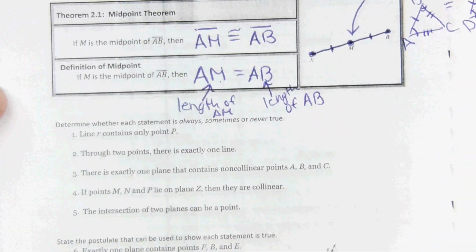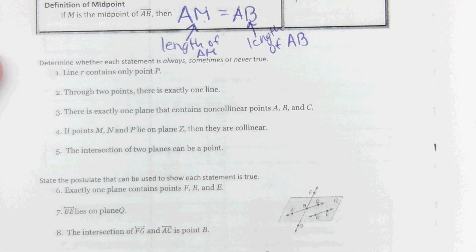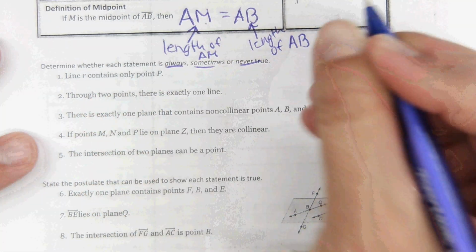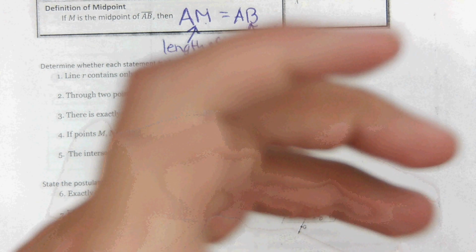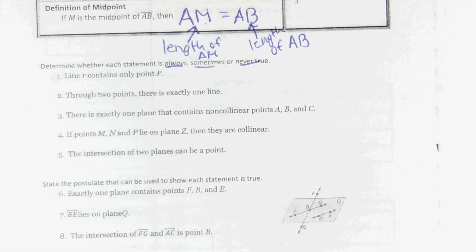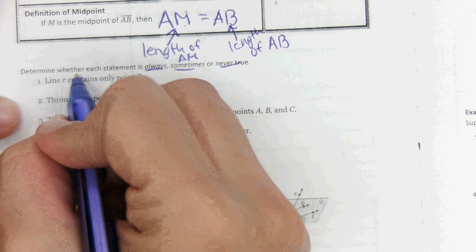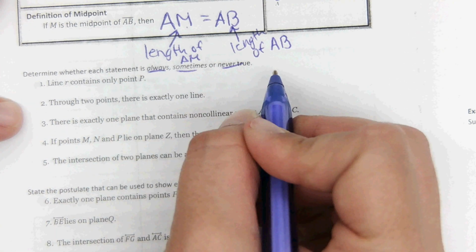So yeah. Okay. Next, now we're going to look at some examples. It says determine whether each statement is always, sometimes, or never true. And we're just going to be answering these based on the definitions, or the postulates, that we just wrote down. So based on these postulates, we're going to be answering whether these are always, sometimes, or never true.